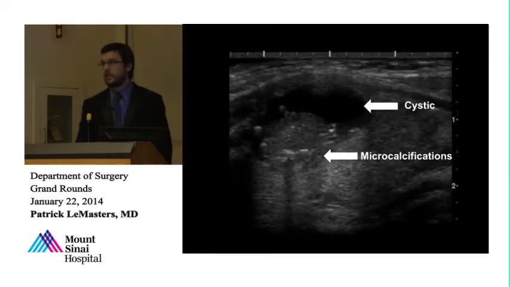Continuing on, you can also look at thyroid nodules. They have cystic components or solid components. This is actually a papillary thyroid cancer in a patient with a cystic and solid component. And within the solid component, you can see microcalcifications.